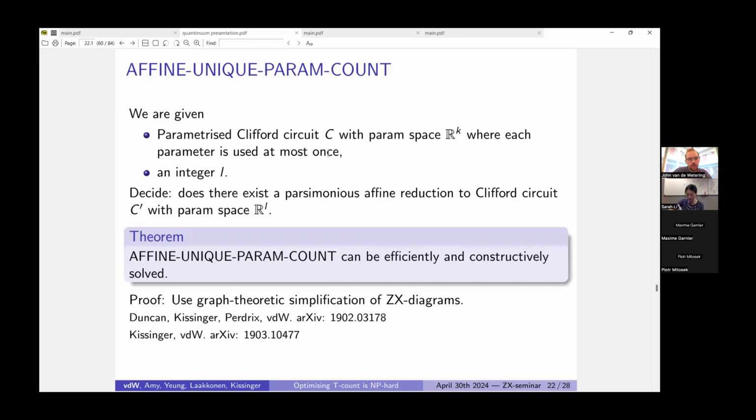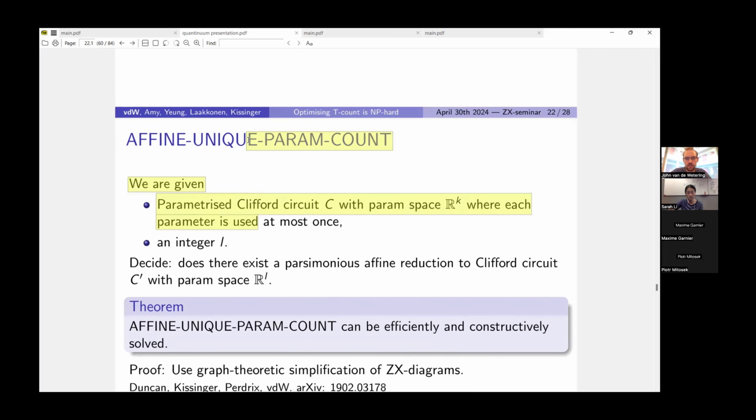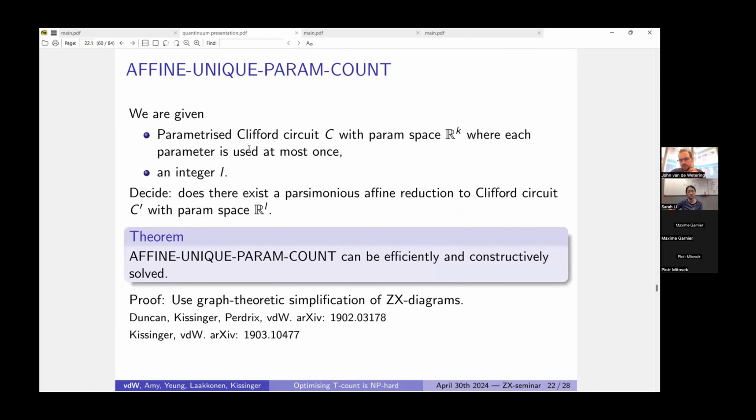Okay, and what we prove is that affine unique parameter count can be efficiently and constructively solved. In fact, an existing algorithm based on ZX diagrams does this. Our previous result, graph-theoretic simplification of ZX diagrams, together with phase gadget fusion, if you run that algorithm, gives you the optimal parameter count for this problem. So this affine unique parameter count can be efficiently solved.